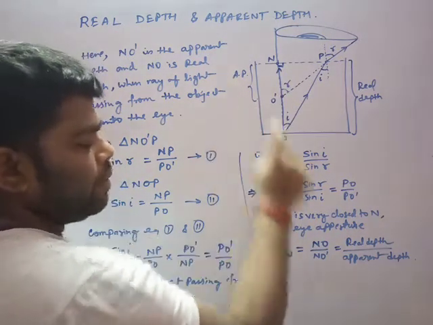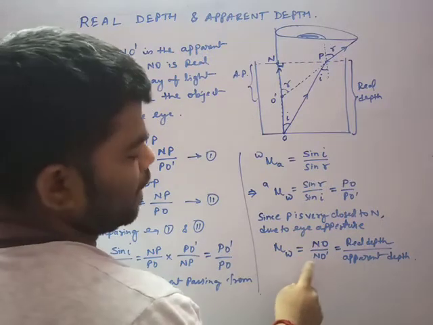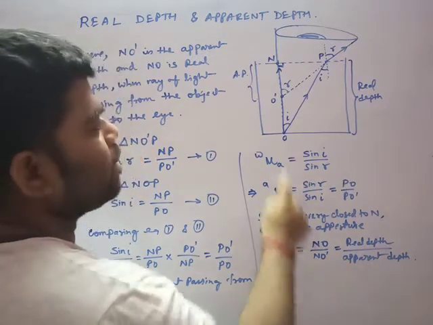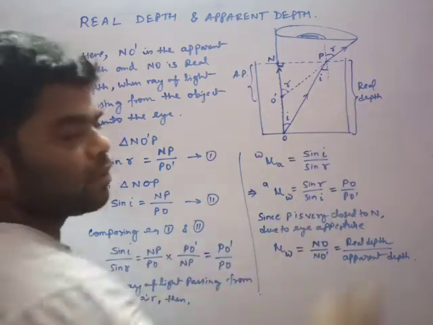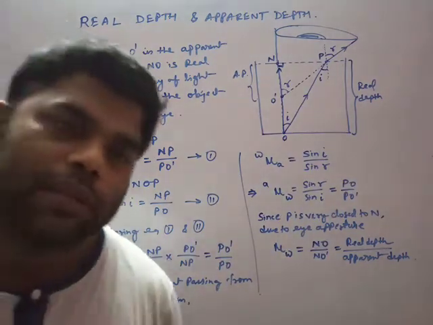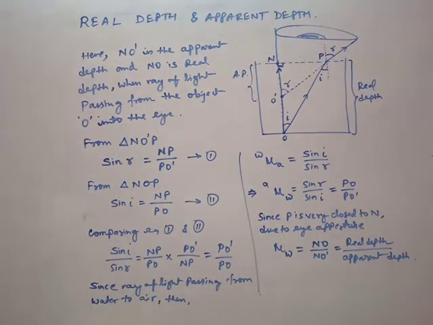What is NO now? This is apparent depth. Sorry, my mistake. NO dash, it is apparent depth. And what is NO? NO is the real depth which you have written here. Clear? In this way we can find the value.